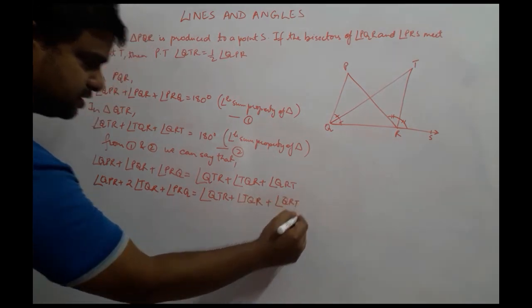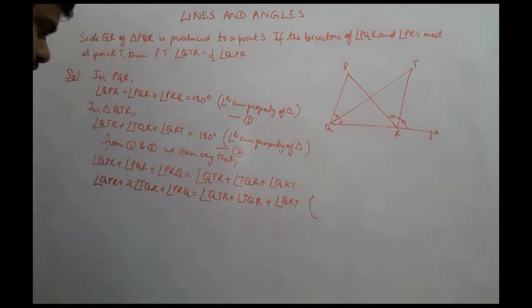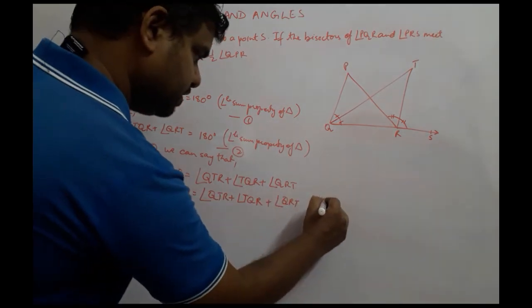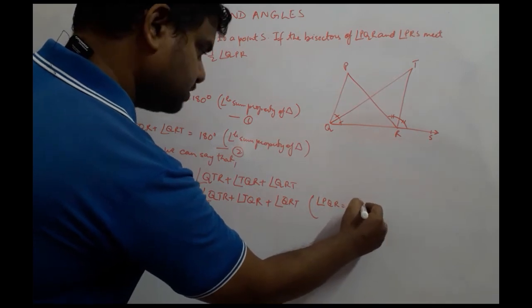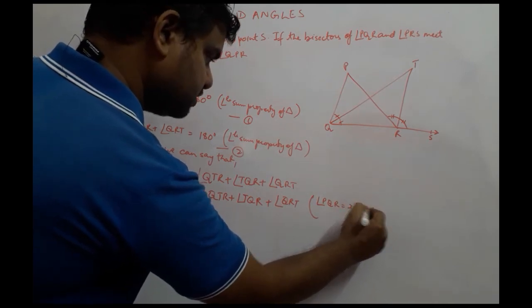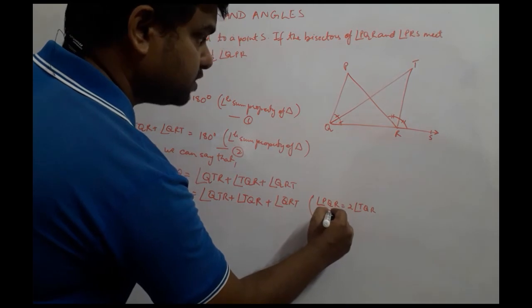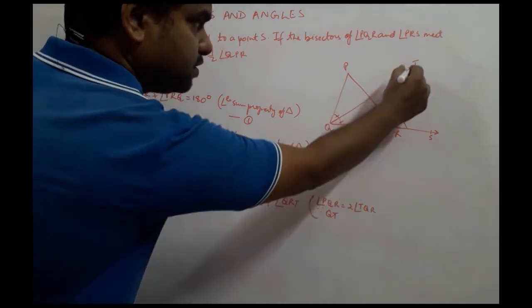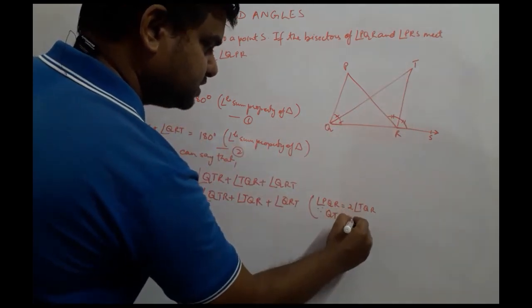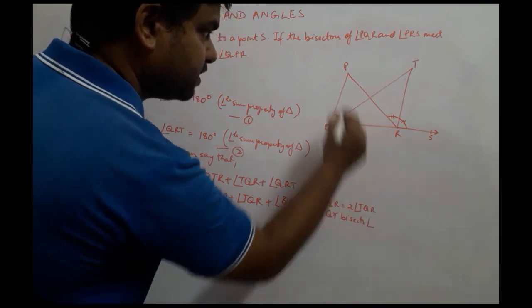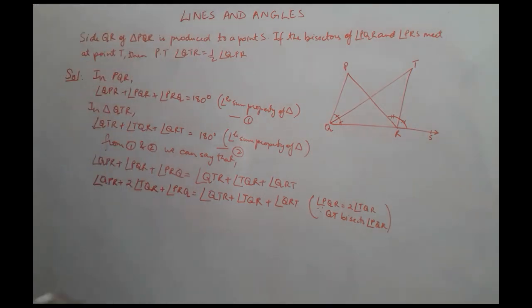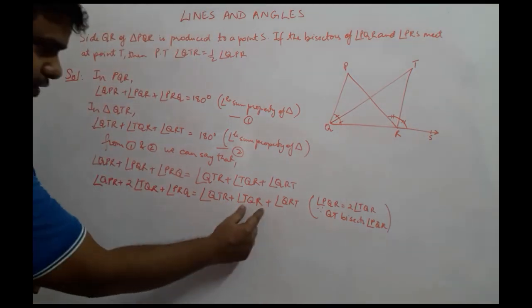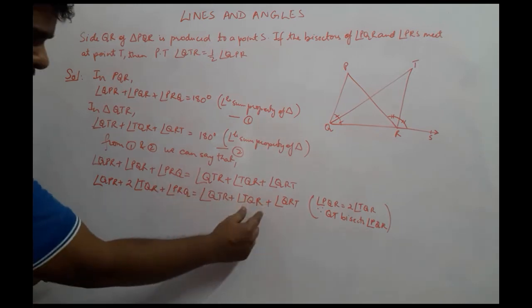And the reason is over here we can say angle PQR is equal to 2 times angle TQR, since QT bisects angle PQR, and that is given.